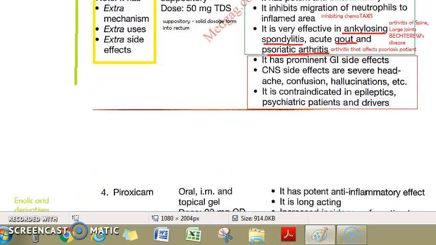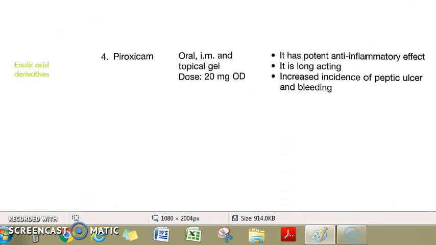Okay. Now let us move on to piroxicam. It is an enolic acid derivative. It is also having anti-inflammatory effect. You can always write oral and topical gel for most of these. It is long acting. Which is long acting? You can say this one, piroxicam. Fine. Then peptic ulcer will be the side effect that you can write for almost everything. But remember, we saw lithium toxicity. It causes lithium toxicity. Remember, that's why you should not combine them.